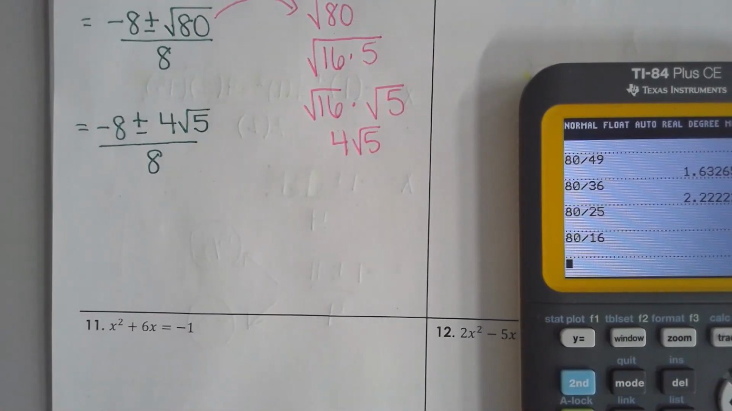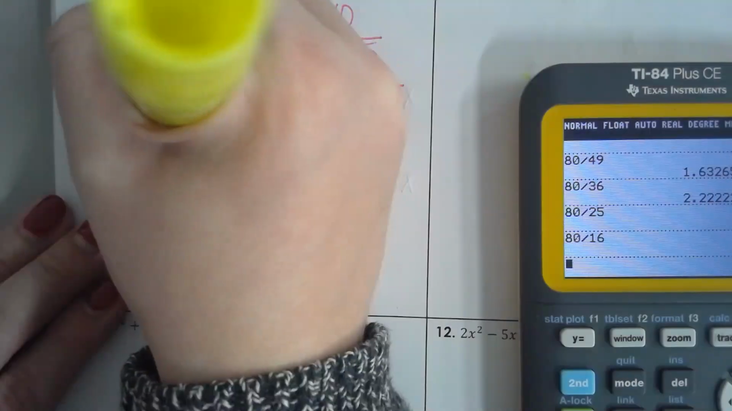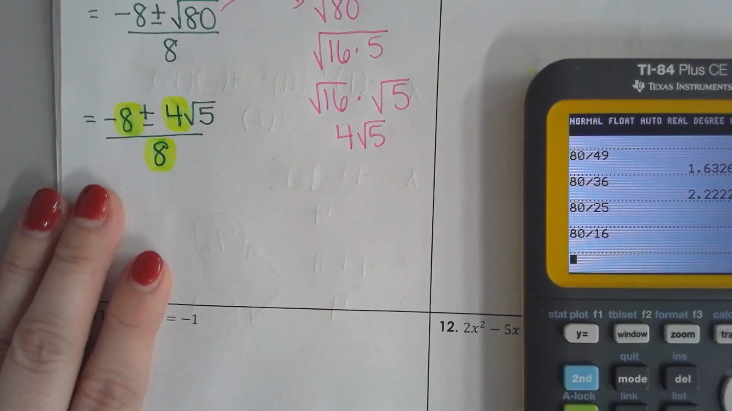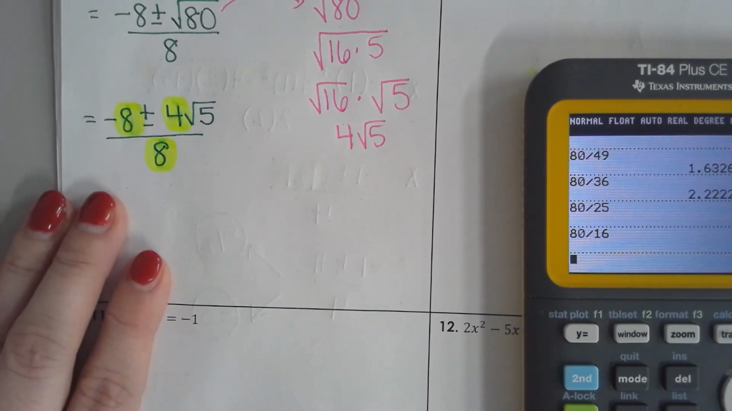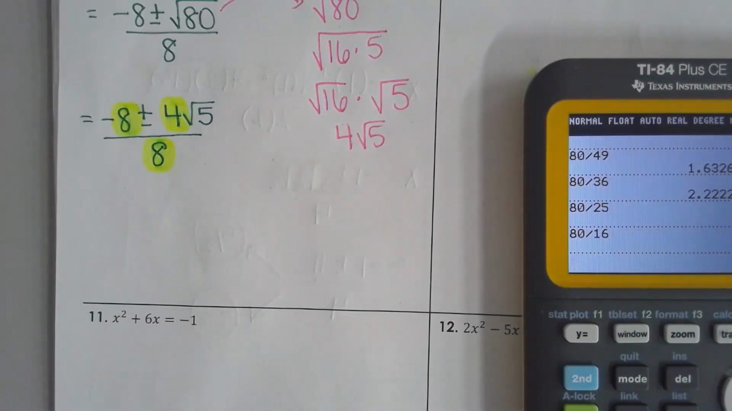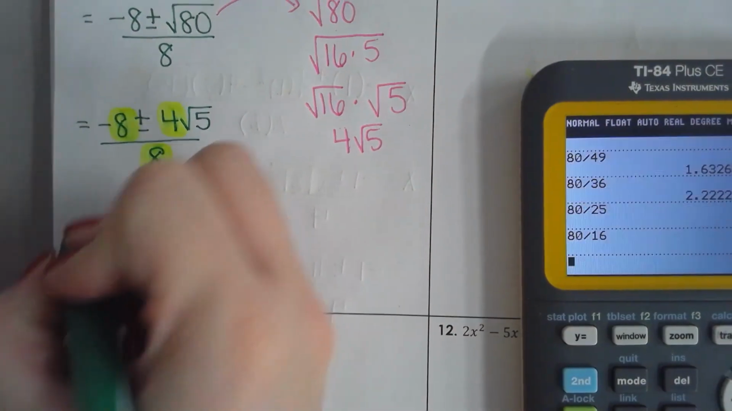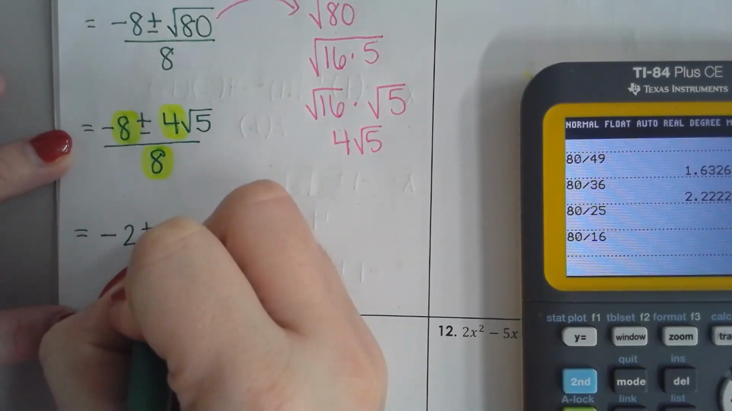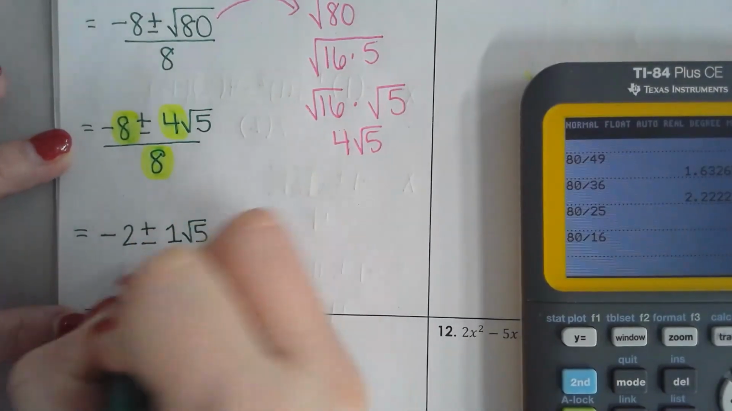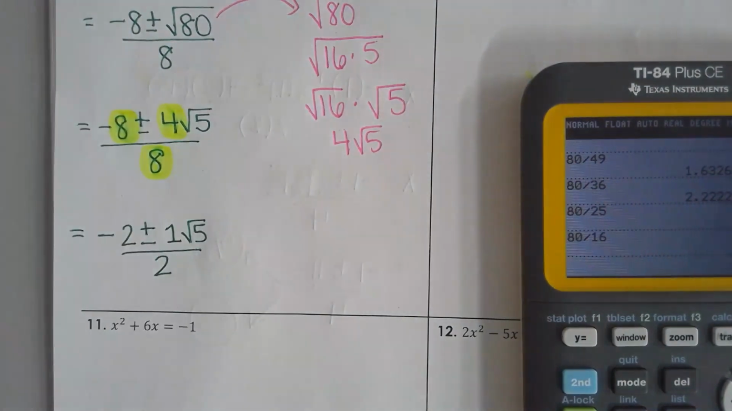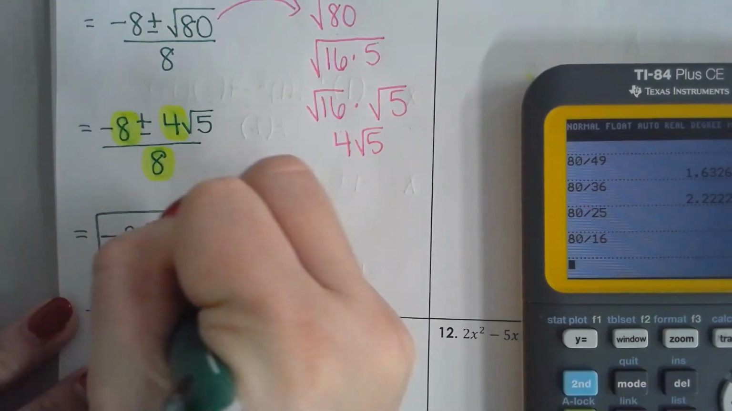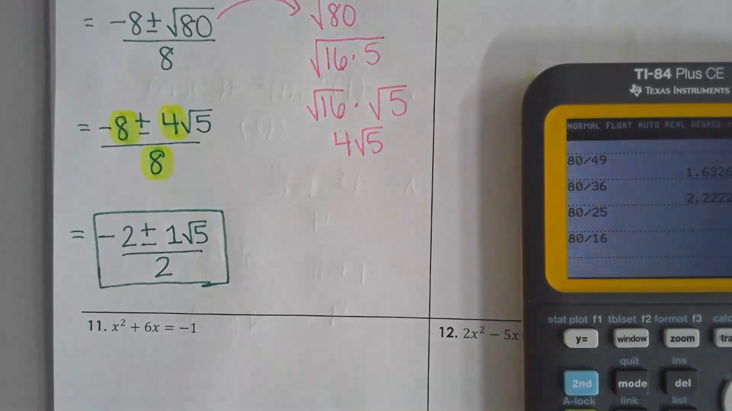But one thing you need to check is you need to look at these three numbers right there and see if there's anything that you can divide all three of those by. And that's going to simplify this fraction. You can divide them all by 4. So to simplify it completely, it becomes -2 plus or minus 1 square root of 5 over 2. And that's actually our final answer. This is where we stop. We're not going to split it up into 2. We're going to leave it just like this.